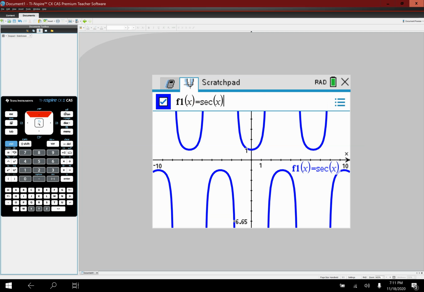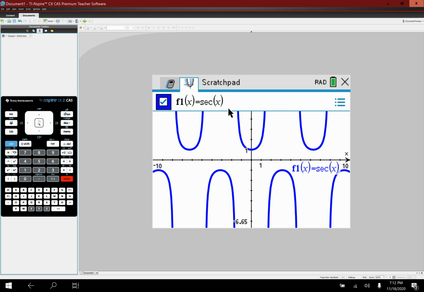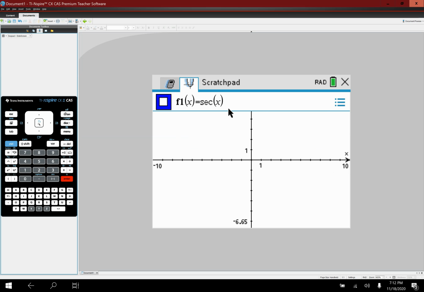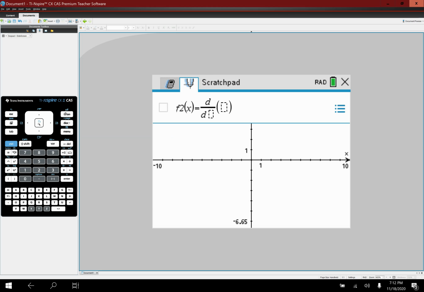Cool, but I don't actually want to graph secant of x. I want to look at the velocity, which is the derivative of secant of x. So I'm going to turn this one off by hitting that little check mark, and then go down to the next line. Remember how to do this? Remember how to graph the derivative? We use the quick key next to the 9, and then we choose the derivative button.